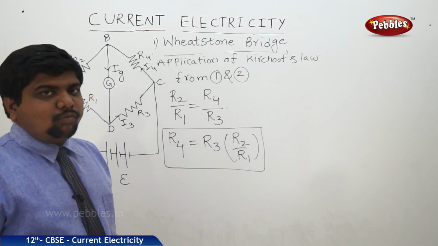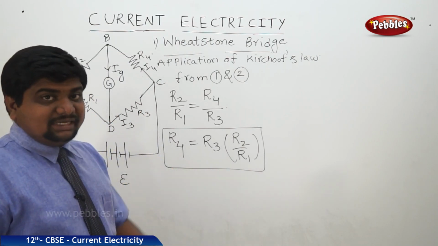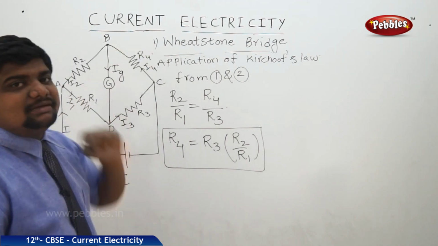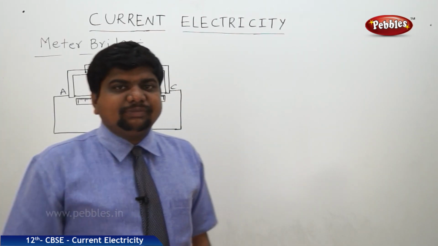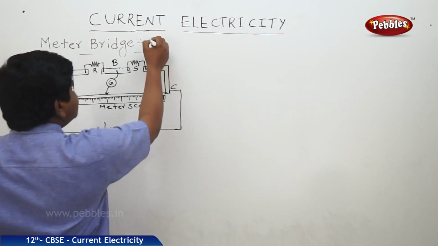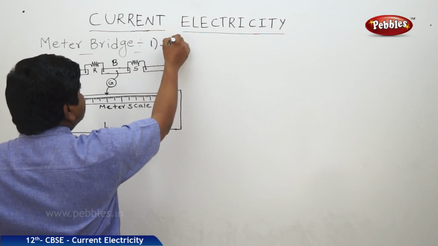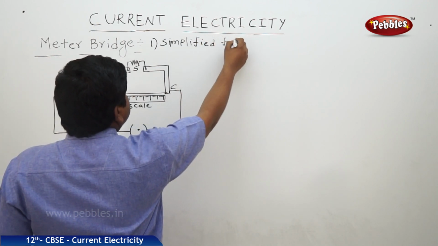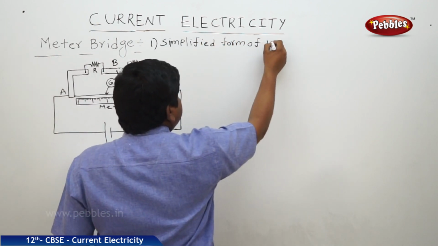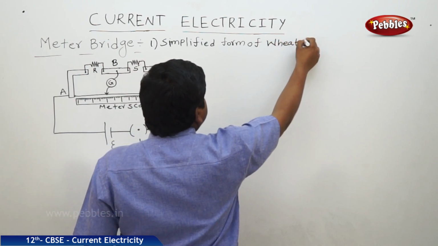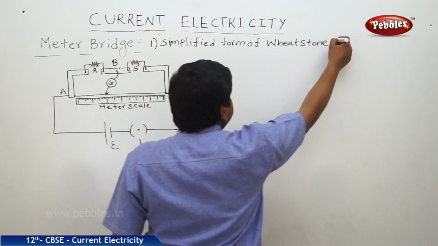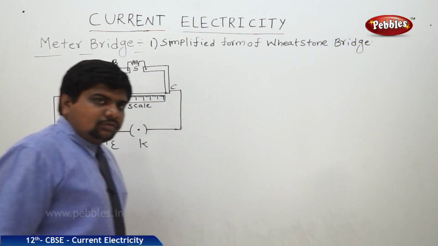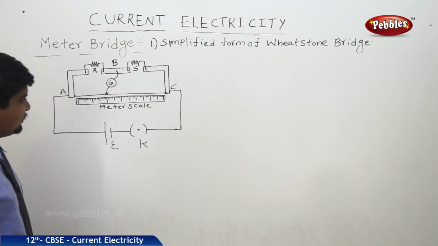Next, we are going to see one more application of Kirchhoff's law, namely the meter bridge. The meter bridge is the simplest form of Wheatstone bridge. Now, we will see the meter bridge. This meter bridge is a simplified form of Wheatstone bridge. The construction of the Wheatstone bridge is like this.